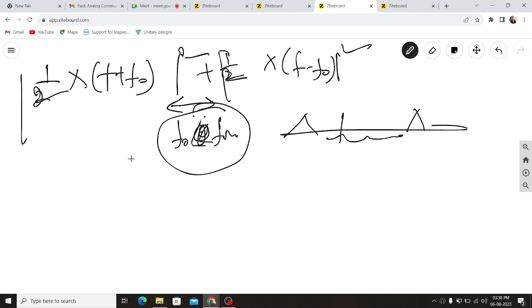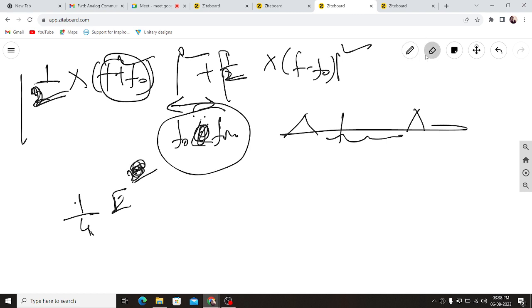No, orthogonal. So if I take the magnitude square here, 1 by 4 comes out. These two, 1 by 4 comes out. And this frequency shifting property does not change the energy, right? So it will remain as the energy of the x also. Sorry, it will be E.